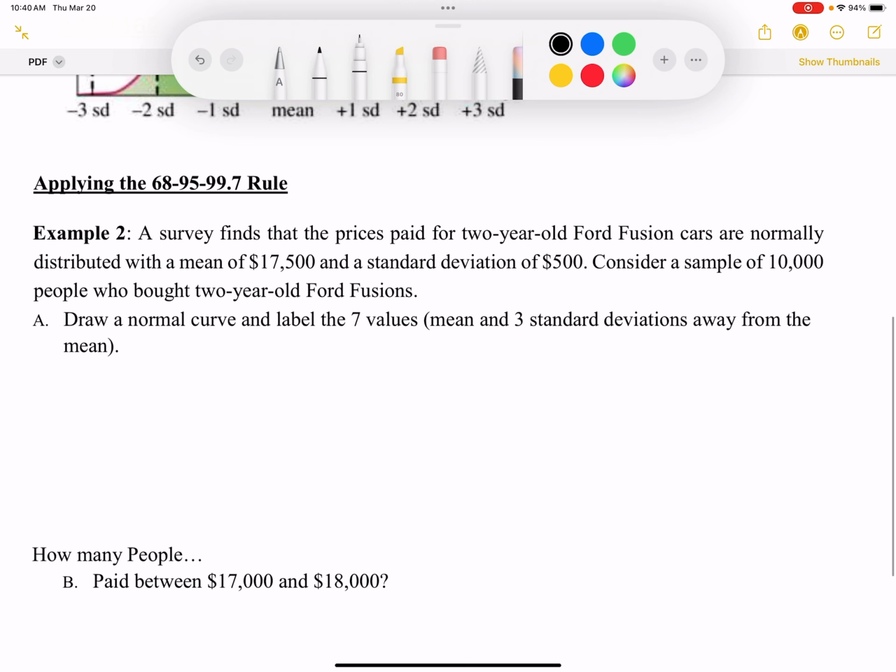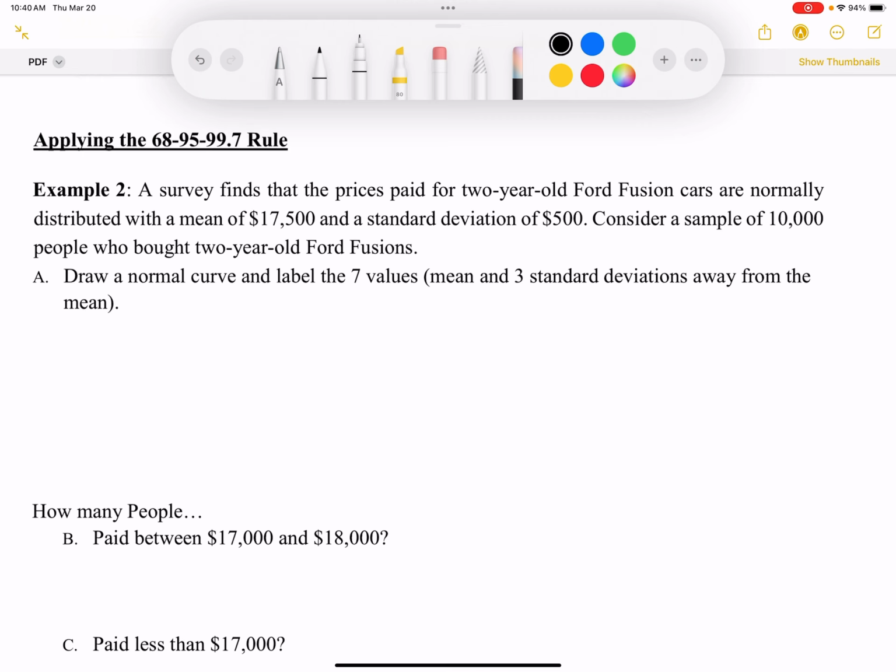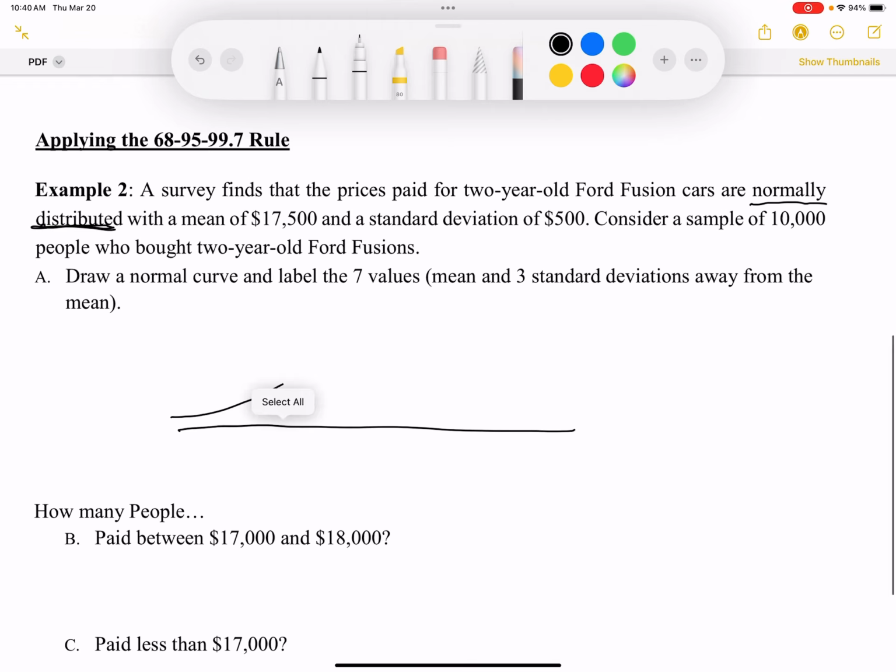All right, so let's review that real quick just so you are with me. When you're doing a problem, here's what you should be doing. A survey finds that the prices paid for 2-year-old Ford Fusions are normally distributed. Right when I see the words normally distributed, or that it has a bell-shaped curve, I'm going to go ahead and sketch that out real quick.